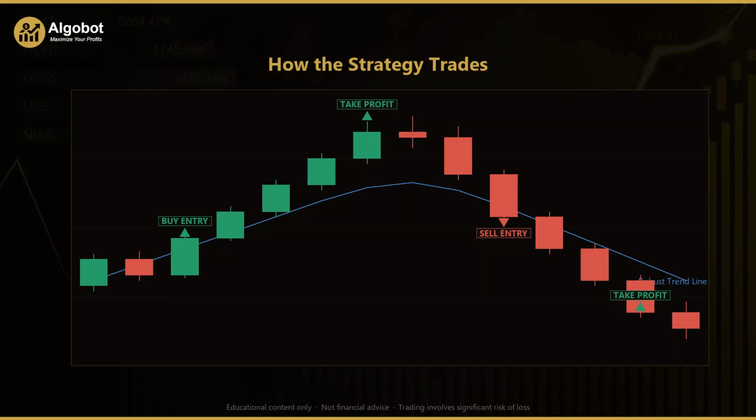From that sell entry, the downtrend carries price lower. Each candle makes a fresh low, the blue line slopes down alongside them, and the move continues until it reaches the lower take profit marker. Just like the long, the stop sat 2 ATR multiples on the other side of entry, and the target sat 3 multiples in the direction of the trend.